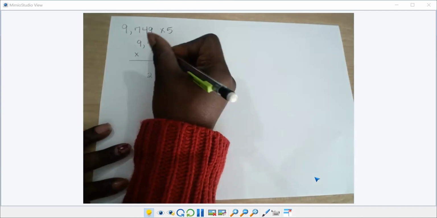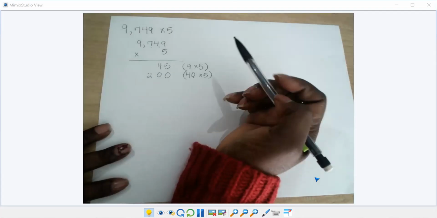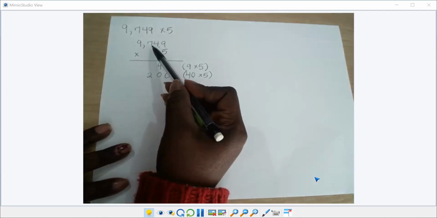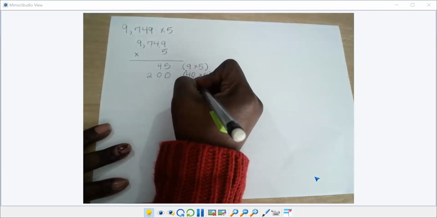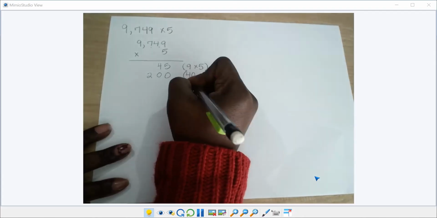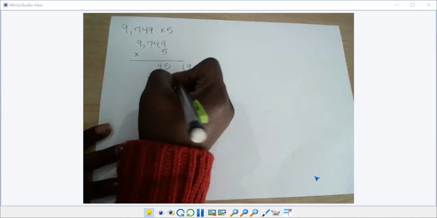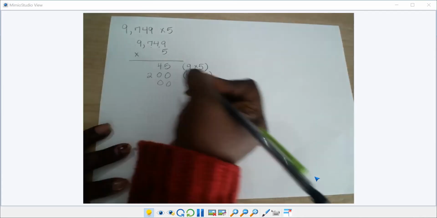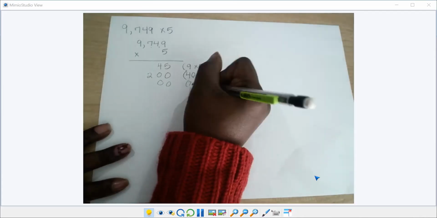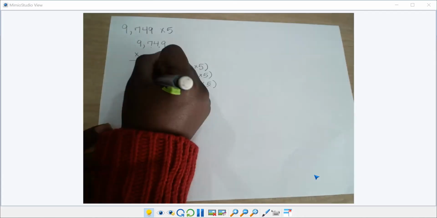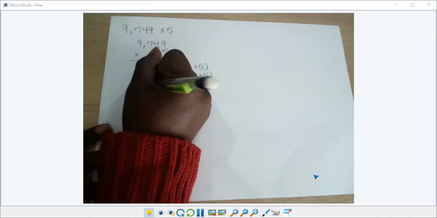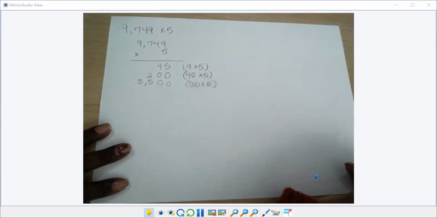Next, I'm going to move to my hundreds place. I have a 7 in the hundreds place. A 700 is 700 times 5. Again, I have my zeros. So I have my 0 in my ones place, 0 in my tens place, and then I multiply 5 times 7, which is 35. Then I put my comma where it belongs.